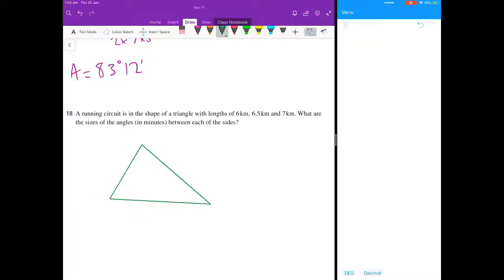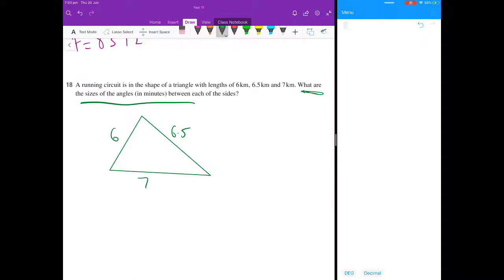Okay, our next bit that we're looking for is this running circuit. So we've got a triangle, we're just going to chuck the sides onto the triangle and then work out the angles. And we do want all 3 angles for this, which doesn't matter, it just means you have to do the same thing 3 times, working with a different angle as the focus or our A place each time for that formula.